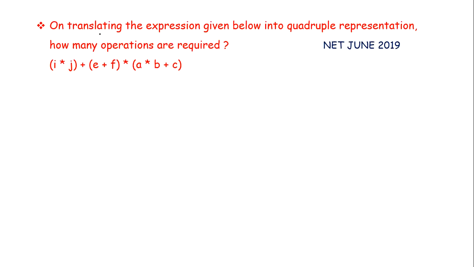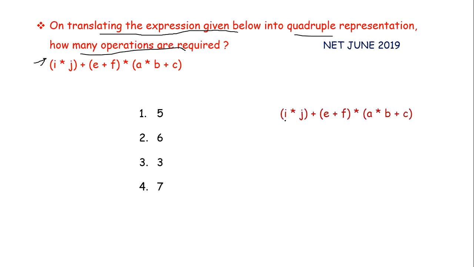Next is, on translating the expression given below into quadruple representation, how many operations are required? This is our expression and we have to tell how many operations will be required. This is a quite easy question. Just pause the video, do it yourself. This is our expression. So first is I into j, it is in brackets. So first we will evaluate this.